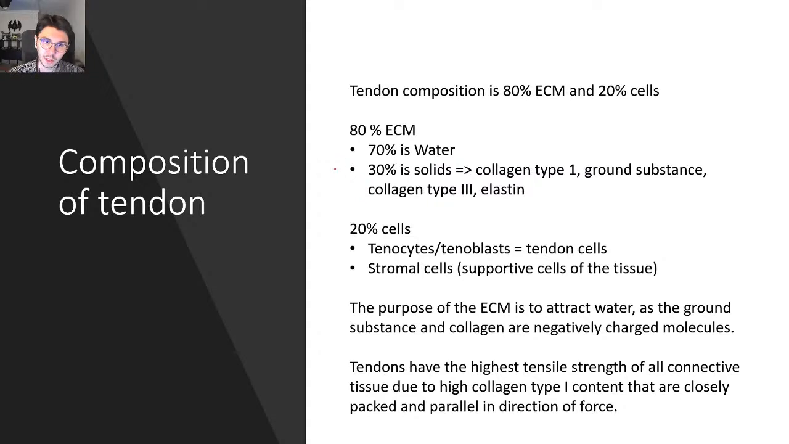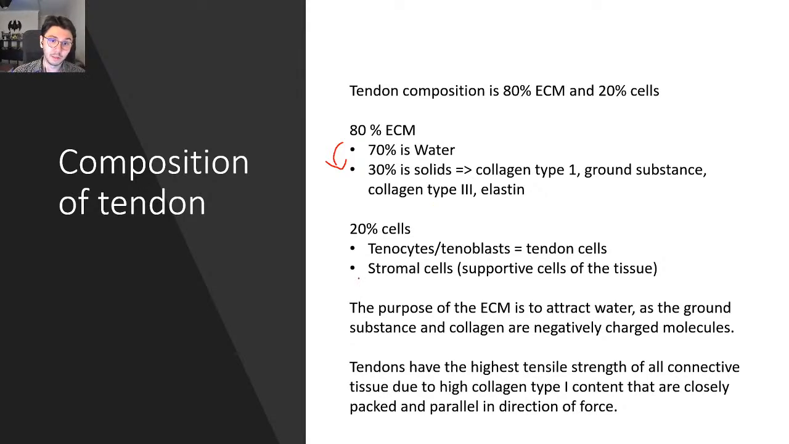Now the point of this is so that it attracts water. So the solids are very negatively charged, right? Collagen type 1 forms these massive complexes which are negatively charged. Ground substance, hyaluronan, all this other stuff makes negative charges, and that attracts water. Now when you attract water, it makes the tissue much stronger, much more tensile, and it's also much more flexible, which is what you need in the tendon. And this is achieved primarily through collagen type 1 and elastin.